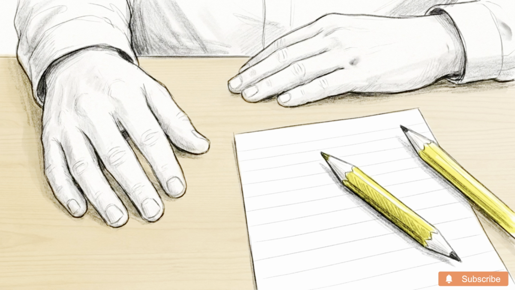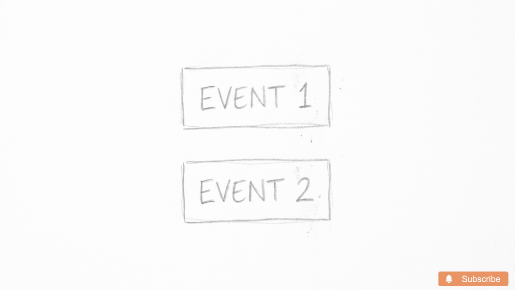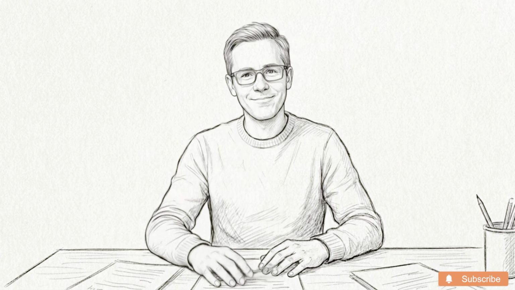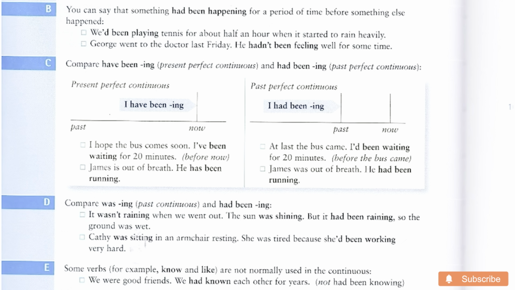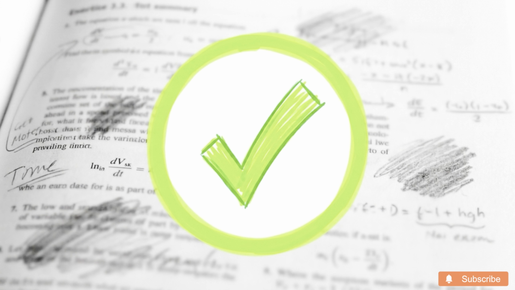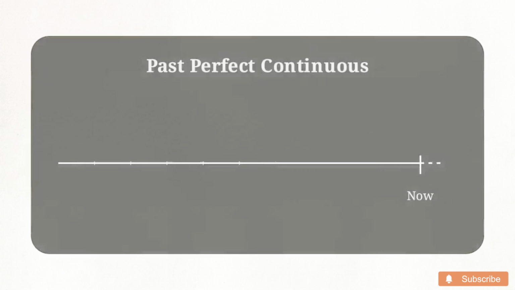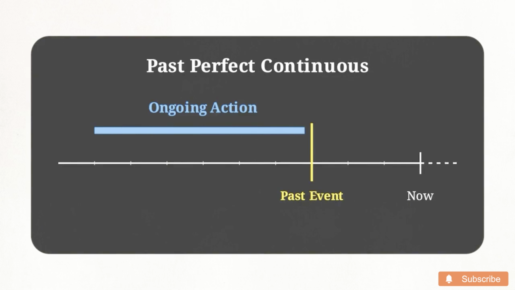Now it is time to put the complete formula to the test. Here are your flat facts. James was out of breath. He ran. Take 3 seconds. Apply the constant had been, add the ing suffix, and connect the cause to the effect. Here is the correct sentence, straight from the textbook. James was out of breath. He had been running. Getting that right demonstrates you can now structure a sentence that emphasizes the duration of an action before a specific past event.